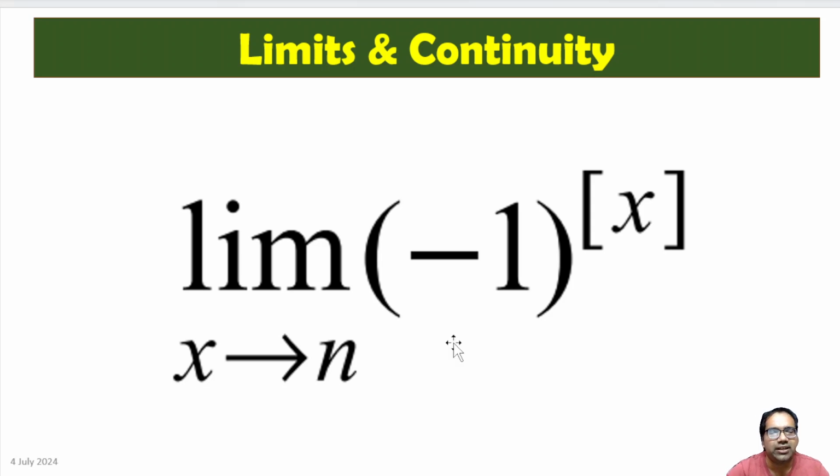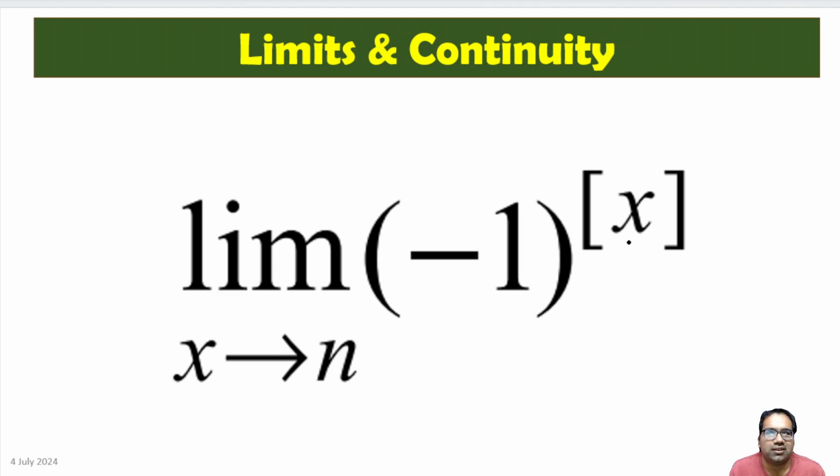Limit x tends to n, of (minus 1) to the whole power greatest integer function of x. Okay, x is tending to n, but here n is not specified. So that means x is tending to any integer. Then what will happen to this function? n is any integer. What will happen to this function?